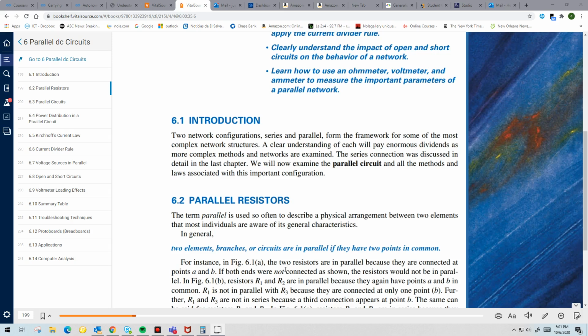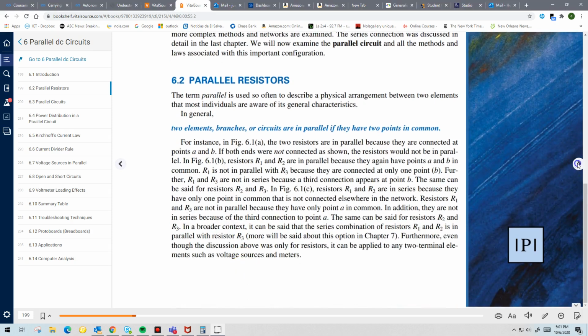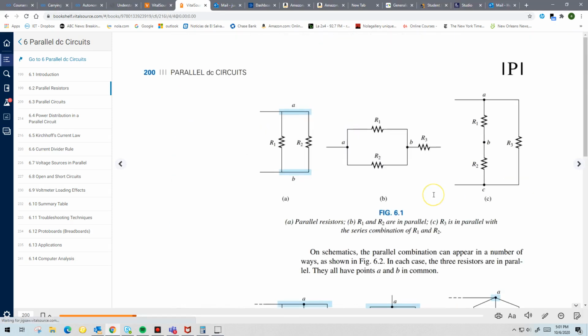In the case of parallel connected circuits, the difference you will see is that two or more elements are connected in parallel if they have two nodes in common. Okay? Two points, or two nodes in common, not just one, but two. So that's one of the clues that you will see when you start trying to figure out how they're connected.